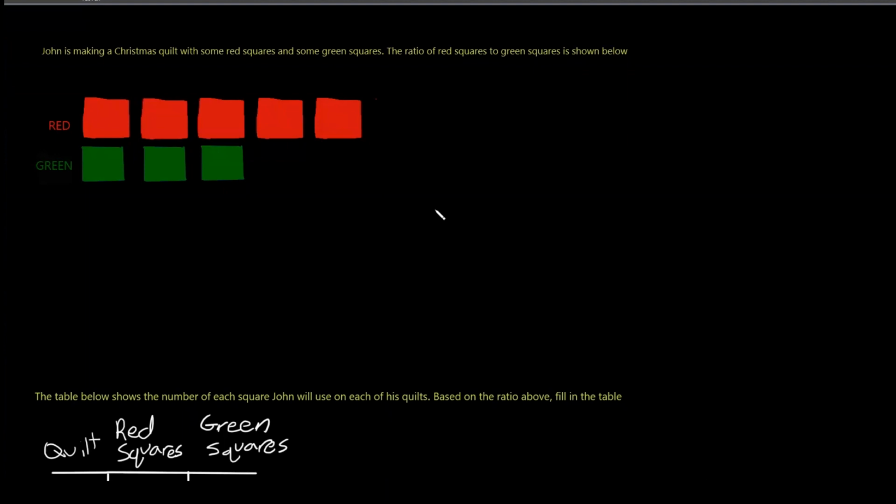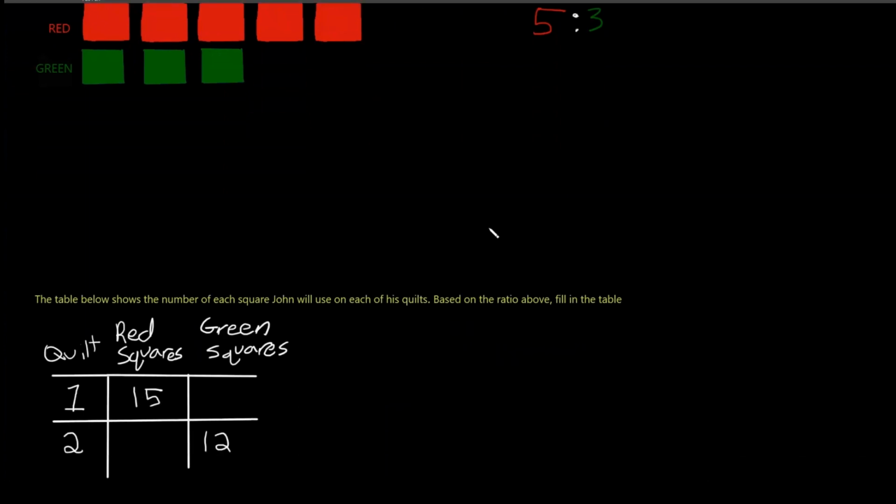So we can see here that there are 5 red squares to 3 green squares. And notice that both of these numbers only share a factor of 1, so that they're in the lowest terms that they can be. We'll continue on to the second half of this problem.